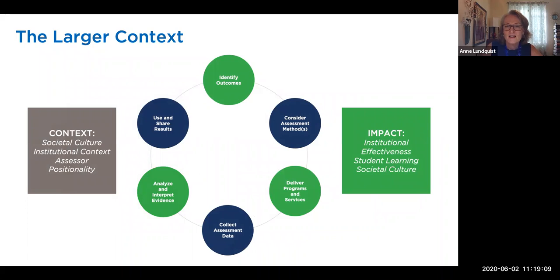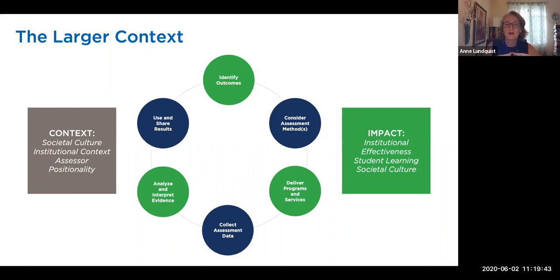And then in this larger context, a lot of us who are assessment practitioners are used to this idea of an assessment cycle that you see in the center of this slide. We identify our outcomes, we think about the methods, we deliver our programs and services, we collect data, we analyze, interpret it, we share the results. Now, even in the assessment world, we tend to be a little stronger on the data collection part, jumping in the middle of the assessment cycle, maybe not as conscious or aware of the choices at the front end. And certainly we can be held accountable for not always sharing and using the results for action and change.